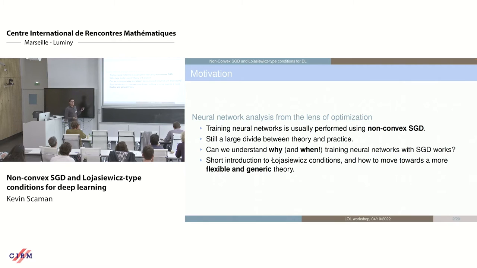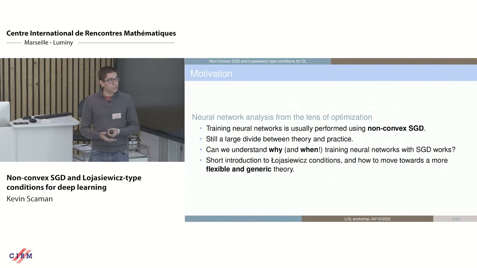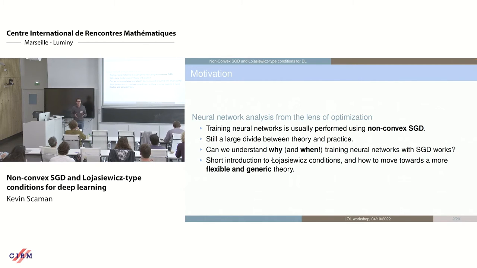And yeah, today I would like to speak about Lojasiewicz conditions, and it seems like it's starting to emerge as a very reasonable way to analyze neural networks and to make sense of all these different works that try to show convergence for neural networks.